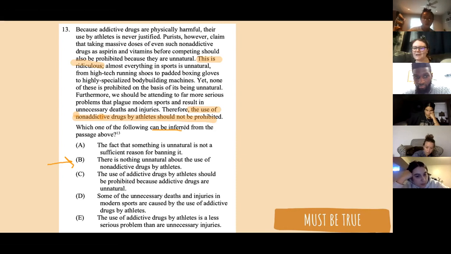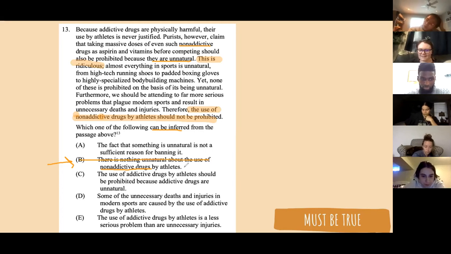So anybody else know why B is wrong? There is nothing unnatural about the use of non-addictive drugs. Does our argument say that non-addictive drugs are not unnatural? He's saying everything is unnatural. Yeah, so this is wrong because we say non-addictive drugs are unnatural. Right. He's saying everything is. Yeah. All right, what about C?